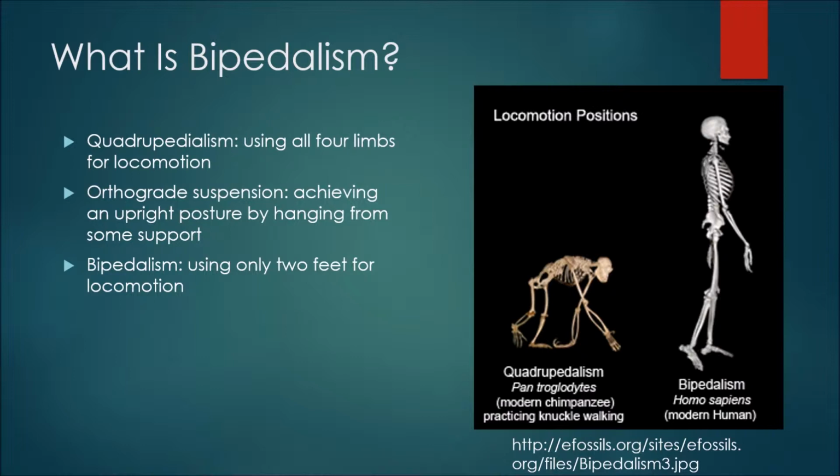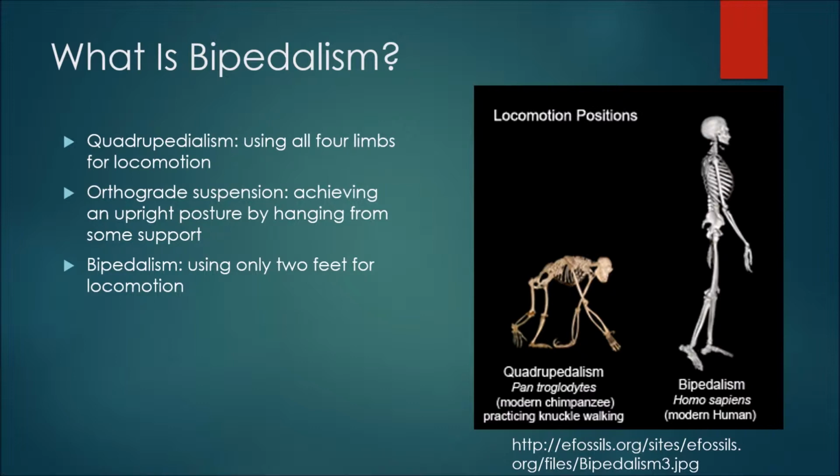Quadrupedalism is using all four limbs for locomotion, and we can see this in the form of gorillas using their knuckles and their forelimbs and their hind limbs. Orthograde suspension is monkeys swinging from trees to trees, only using their hands and not actually using their hind limbs for locomotion. And bipedalism is found in us, where we only walk on our two back legs.